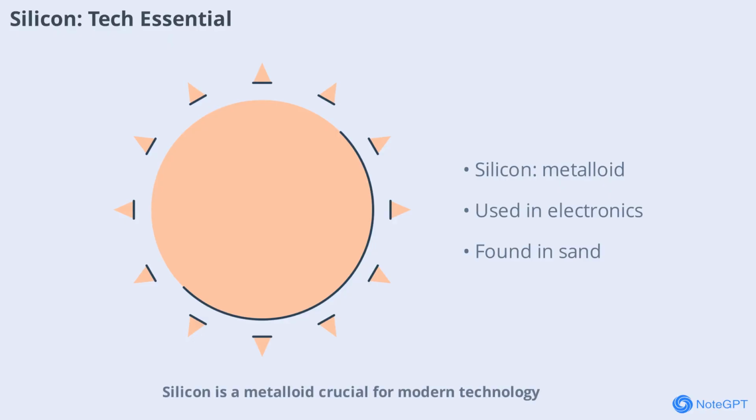Silicon is a metalloid crucial for modern technology. It's the main component of computer chips and solar panels. Silicon is also found in sand and glass. Its ability to conduct electricity under certain conditions makes it perfect for electronics.